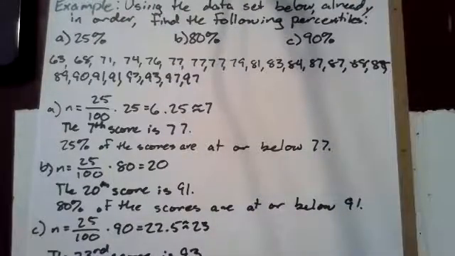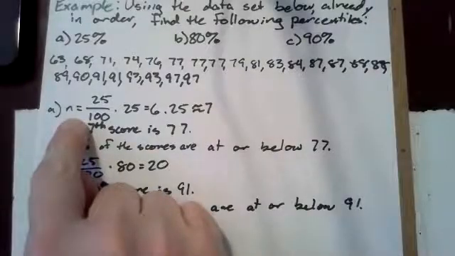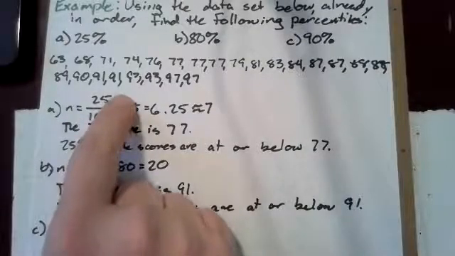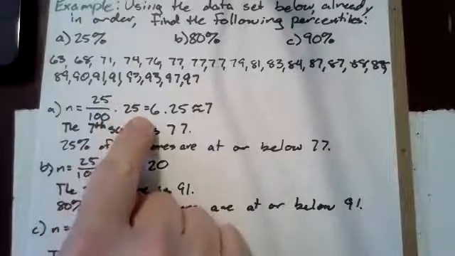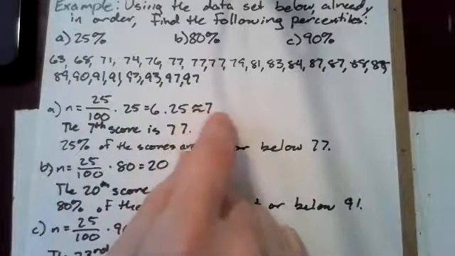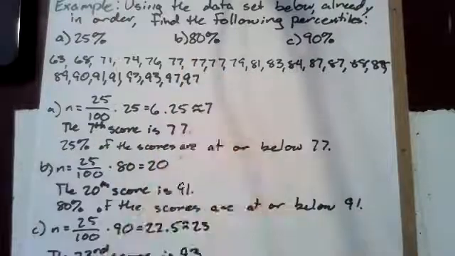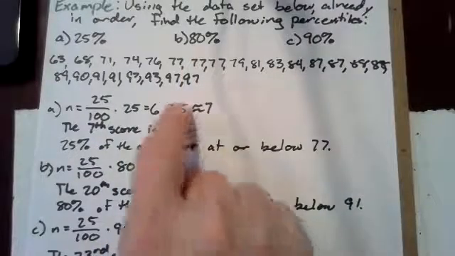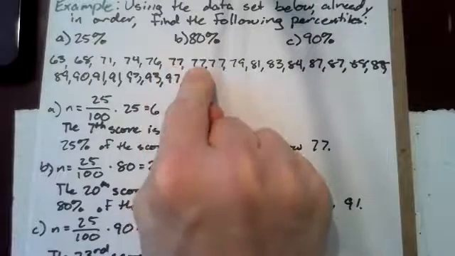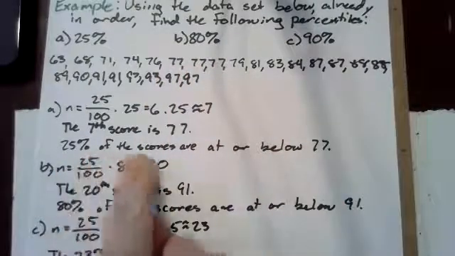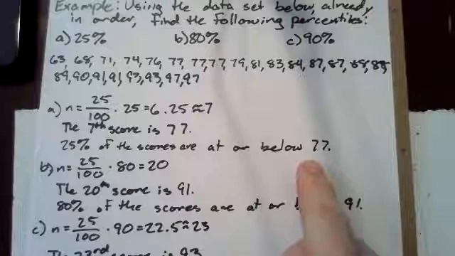Example, using the data set below, already in order, which is the same data set we've been using all along, find the following percentiles: 25%, 80%, and 90%. So we start by calculating n equals 25 divided by 100 times 25, which is 6.25, and we'll round that up to 7. The 7th score is 77. 25% of the scores are at or below 77.